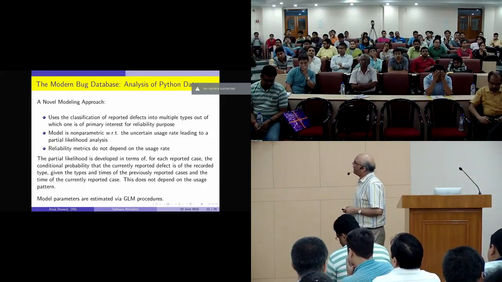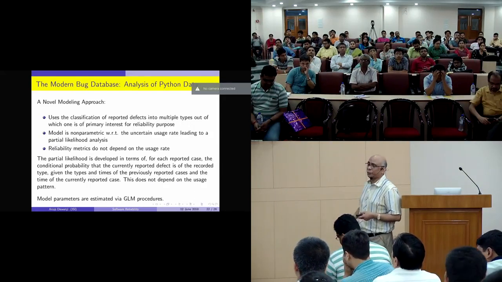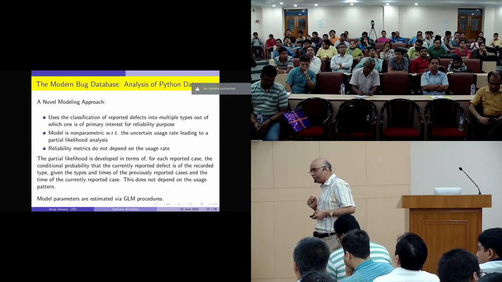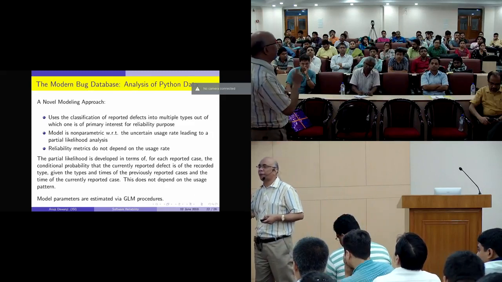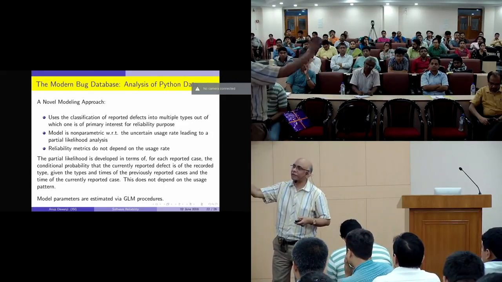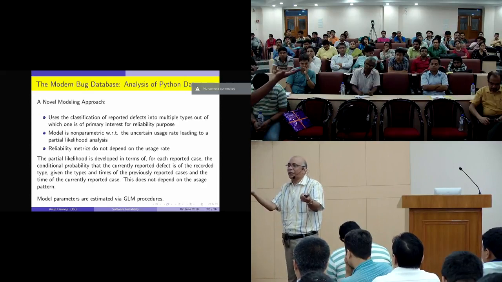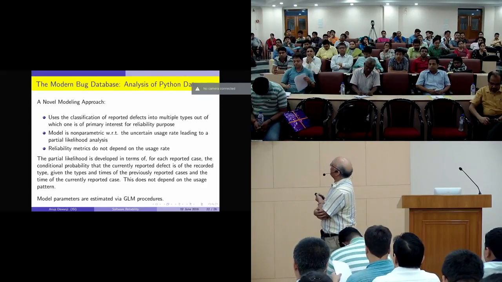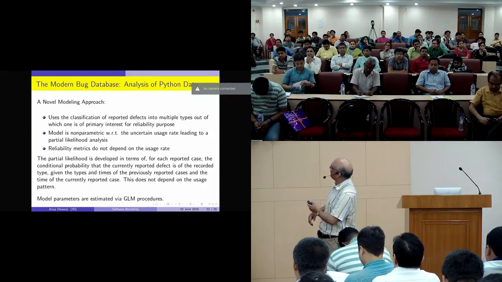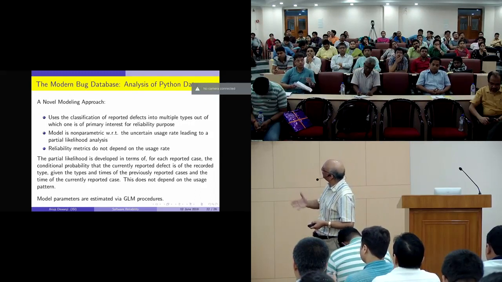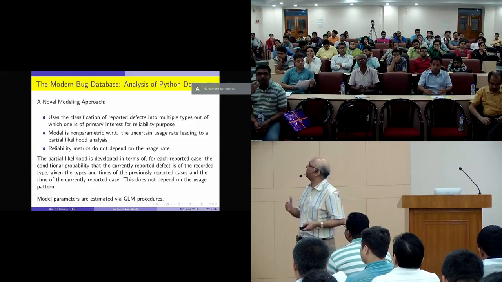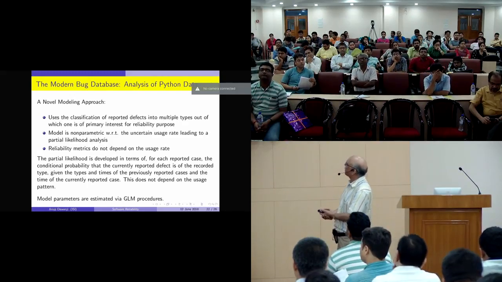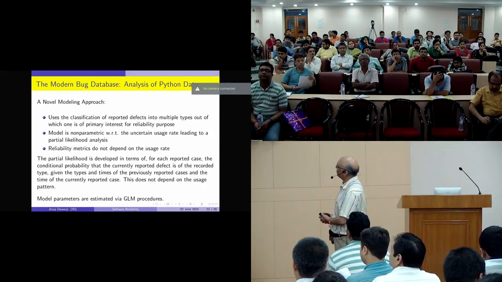And our model is non-parametric with respect to that uncertain usage rate. When I say non-parametric, it means no modeling assumption is made regarding that usage pattern, because that is unknown. I cannot estimate that model, even if I try to model it. So that results in some new concepts in the likelihood theory called partial likelihood analysis. So we use that. And the reliability metrics we come up with also do not depend on the usage rate.